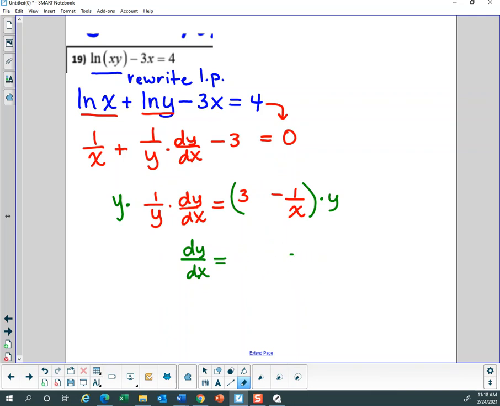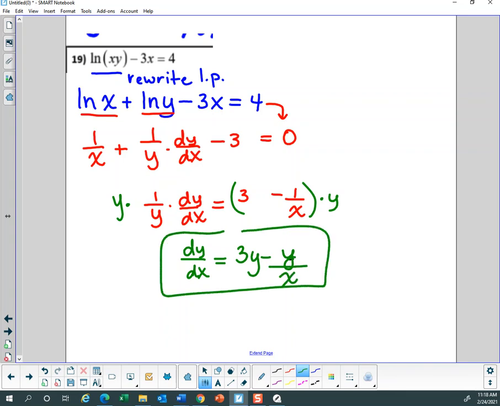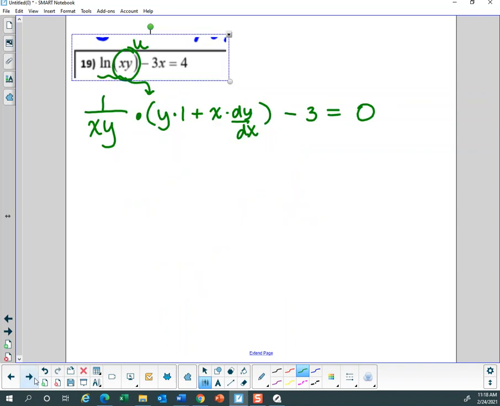So it's 3 minus 1 over x on it. I would have been really confused when I didn't get the same answer. Okay, so 3y minus y over x. All right. I did that on purpose.